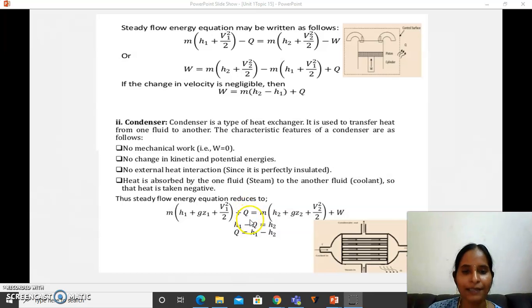What is this Q? Why has Q been included in the final form? As I already told you, the heat present in one fluid has to be transferred to another fluid. So the enthalpy of one fluid would be reducing and the other would be increasing. So Q is equal to H1 minus H2. H consists of U plus P1 V1. Of course, flow energy would be a vital part in all the thermal equipments.